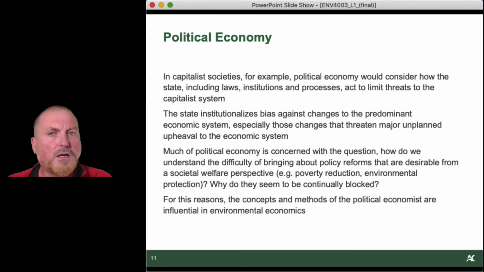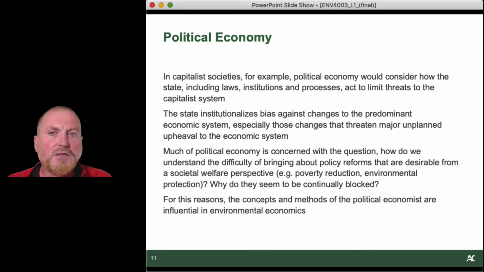Much of political economy is concerned with the question: how do we understand the difficulty of bringing about policy reforms that are desirable from a societal welfare perspective? Why do they seem to be continually blocked? Poverty reduction and environmental protection are just two examples. Why do we still have street people? Why do we still have a situation where on the one hand everybody's arguing we're environmentally pure, and then we're seeing tailings ponds leak into the groundwater? These are all the dynamics that you need to understand when you're studying environmental policy.